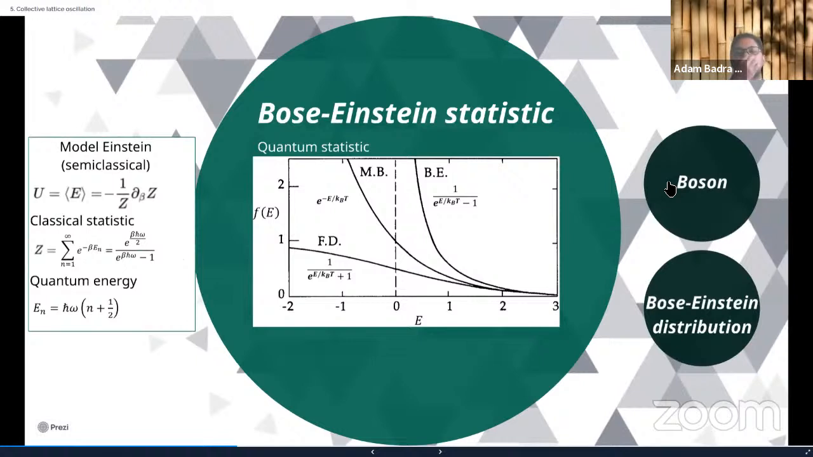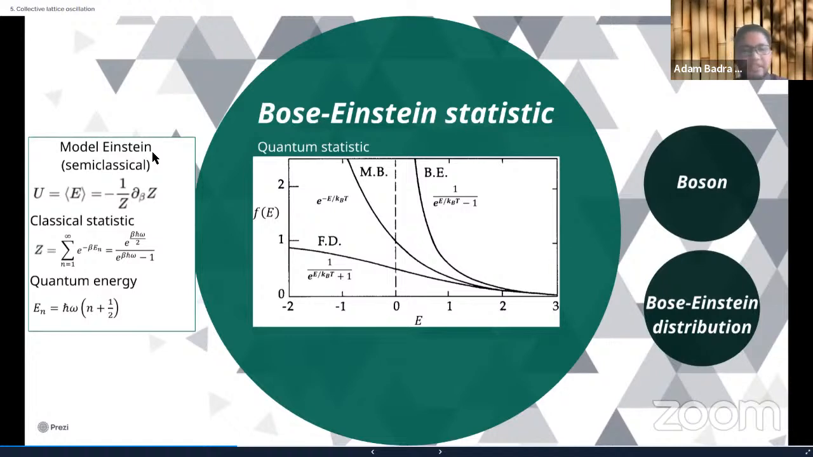Okay, now remember, we described electrons using Fermi-Dirac statistics. But now you remember that there is another kind of quantum distribution, that is the Bose-Einstein statistic. So now we want to implement those. Why? Because in the Einstein solid, our discussion is still a semi-classical discussion.